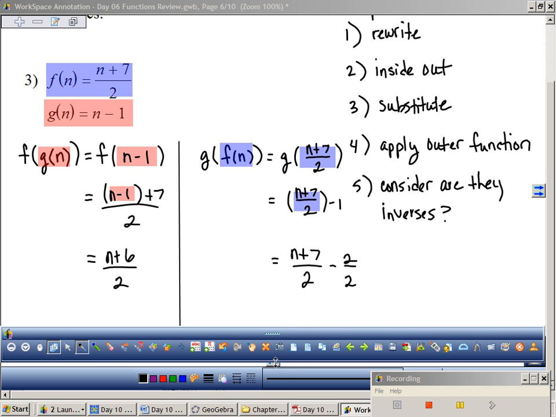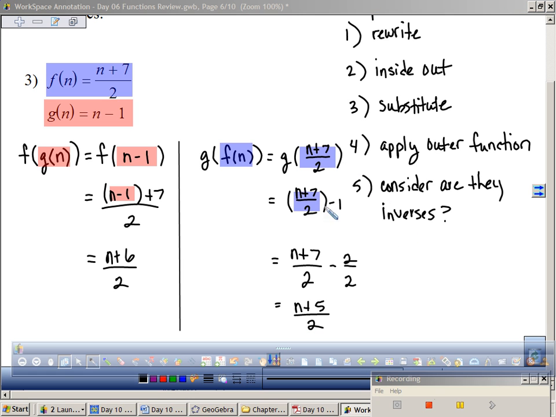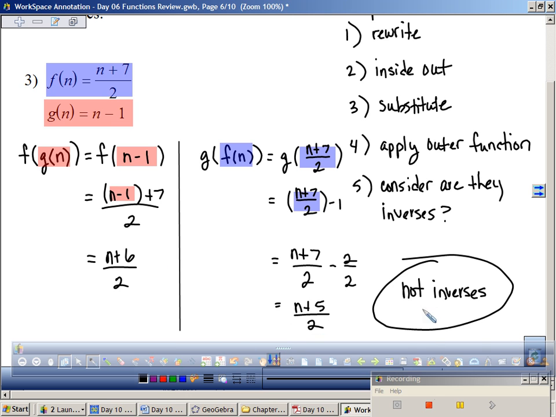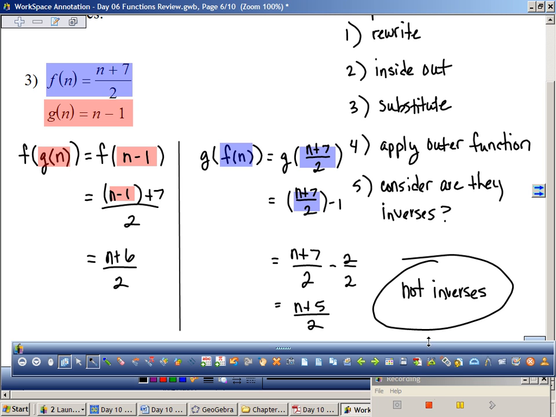Okay, guys, ready? So this is actually n plus 5. But does everybody see that they use this as a distractor? Because you could have done plus 7 minus 1 is 6 and gone, oh, yep, they're inverses. They're not inverses of each other. These two do not match. Questions?